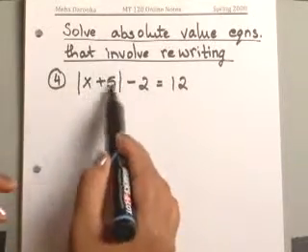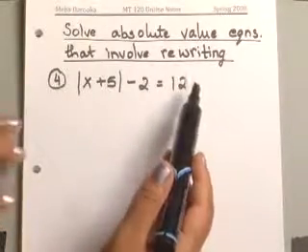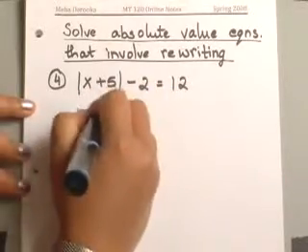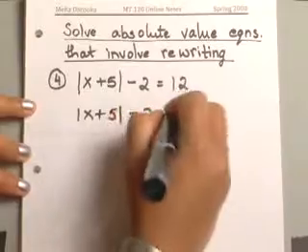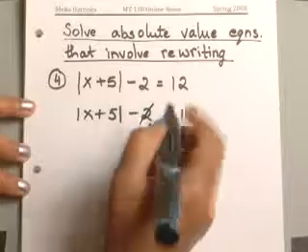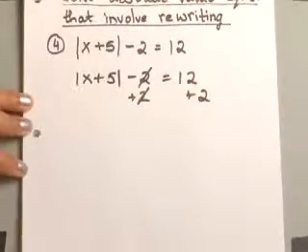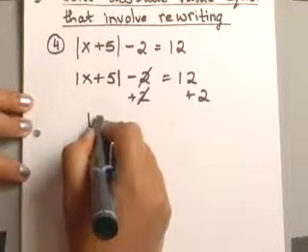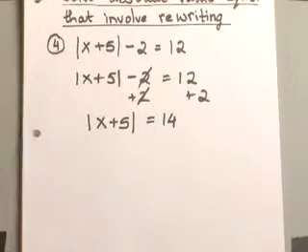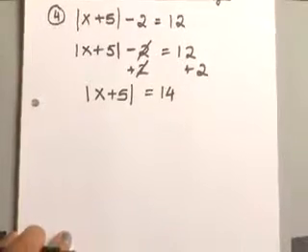We need to get the absolute value expression by itself on one side and take all the other terms over to the other side. So the first thing we will do here is start out by moving this negative 2 over to the other side so that we can have the absolute value expression by itself. And that will give you absolute value of x plus 5 equals 14. And now we can go ahead and start solving this expression.